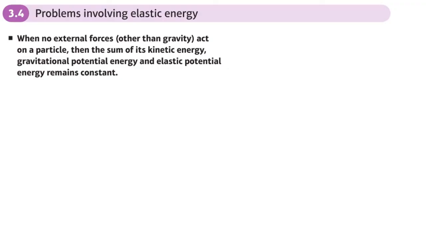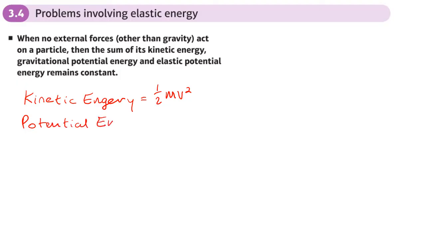Well, we know about kinetic energy, and the way that we work that out is we need to know the mass of the object, and that's going to be half mv squared, or u squared. We know about potential energy. With potential energy that's mgh, and h is the height above the ground, or the point that we've set as 0.